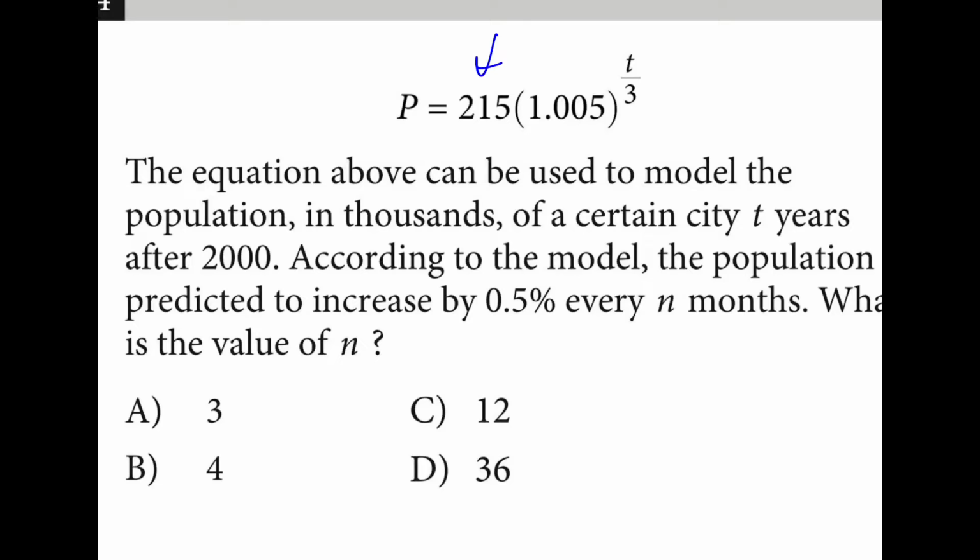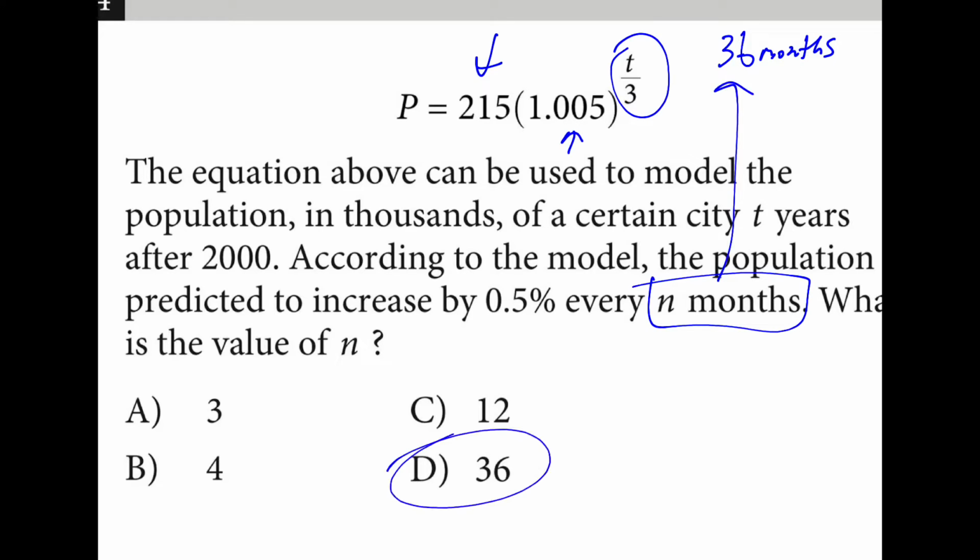What this equation tells us is we have an initial value of 215, and we are increasing by 0.5%, and this is happening every 3 years. Every 3 years we increase by 0.5%. So 3 years has 36 months in it. They want to know how many months will it take. The answer is 36.